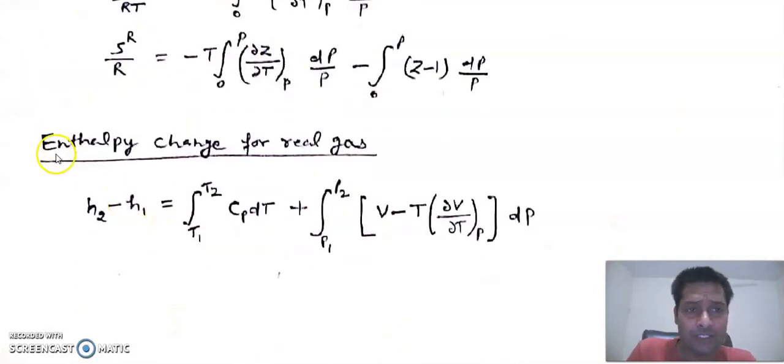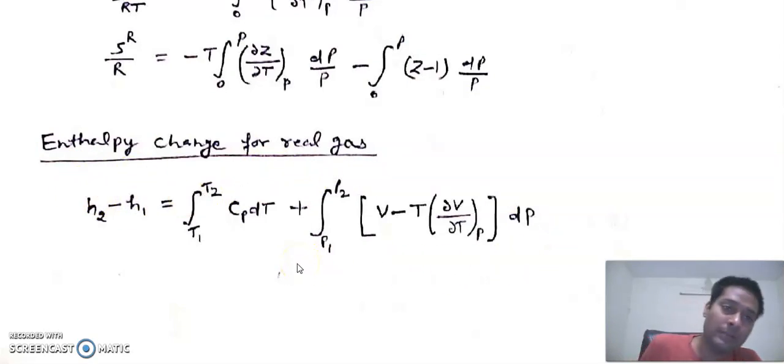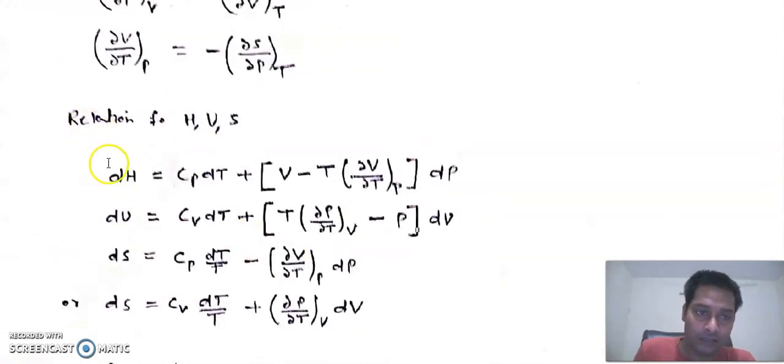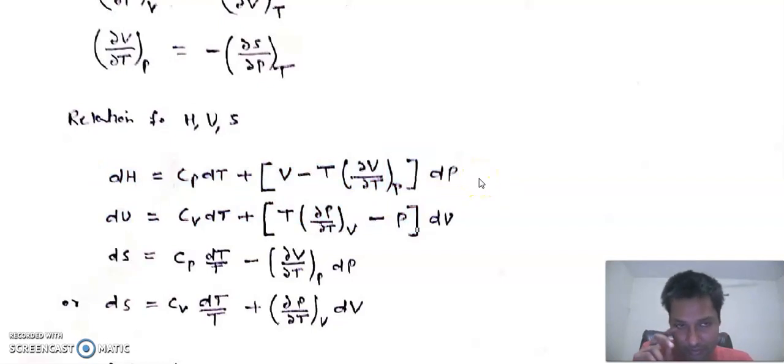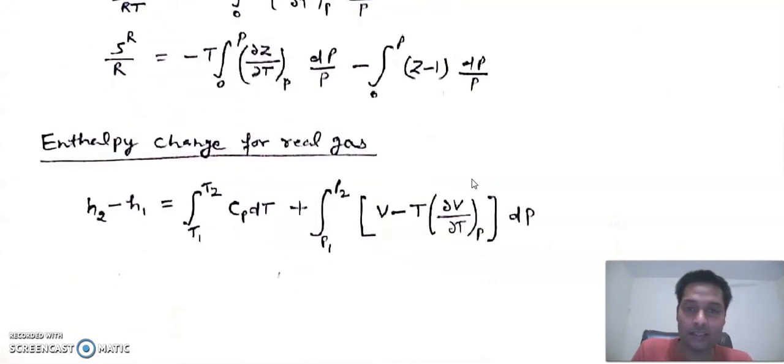Now in today's class we will discuss the change in enthalpy for a real gas. For that we will use these equations, which we have previously derived. We will use this equation to calculate the change in enthalpy. As you can see in this equation, there are two integral terms and two variables, delta T and delta P. So there is a change in temperature as well as pressure, which makes this equation complicated.